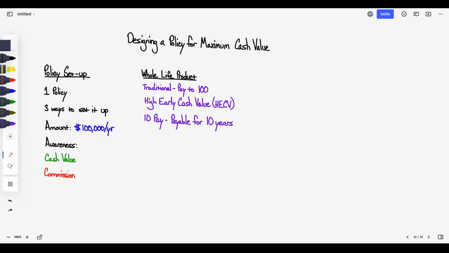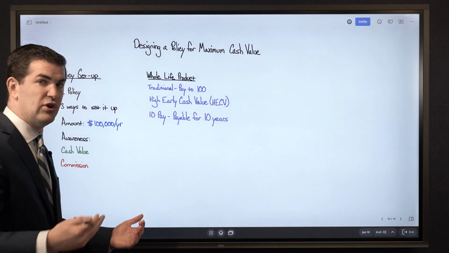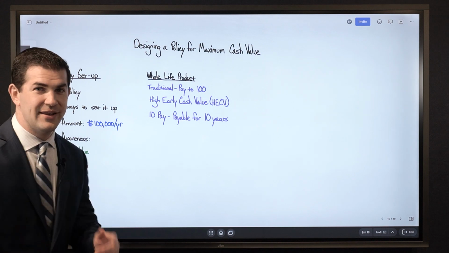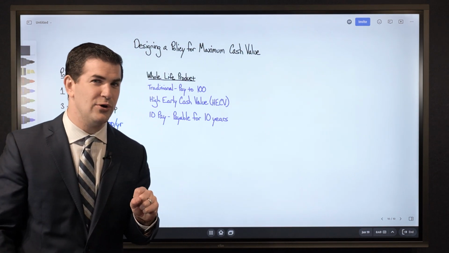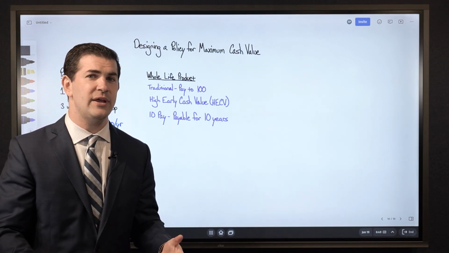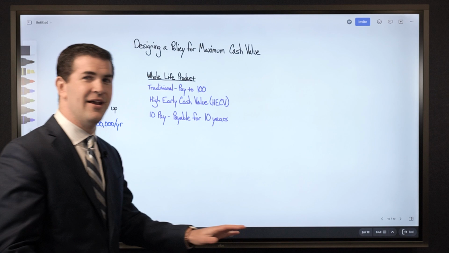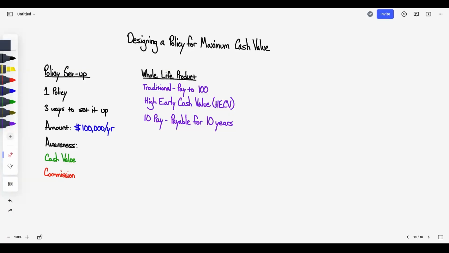The whole life insurance products that we'll analyze as we progress through these case studies will be a traditional whole life insurance policy, a pay to 100. What this means is that the premium is literally due until you're 100 years old. Does that mean you have to pay into it until you're 100 years old? No. There's ways you can stop early, and you're going to see exactly that. We're not going to look at funding it until this individual is 100 years old. But then we'll also look at what's called a high early cash value policy, a HECV. This is a great option to maximize the cash value upfront. And then also a 10-pay policy. What this means, the 10-pay, is that the premium is payable for 10 years.